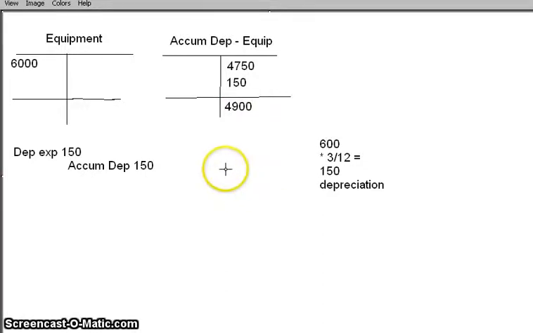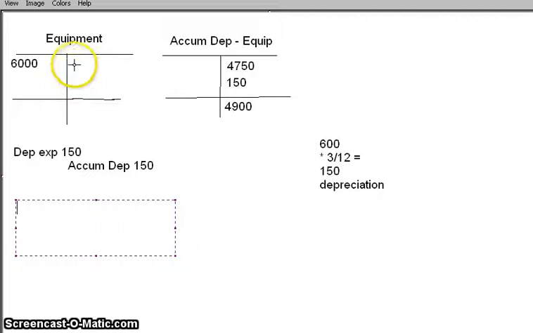Okay, so now we're going to get rid of this asset, but as you can see, we did not fully depreciate it. So really, when we toss it in that dumpster, we're losing $1,100 on this transaction. Your steps are always the same for the most part when we're getting rid of an asset, when we're taking it off the books. There are a couple of steps.